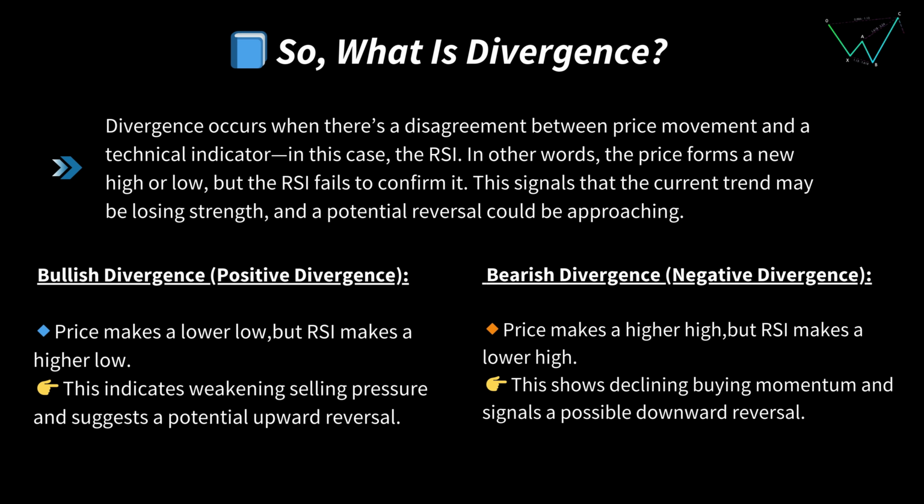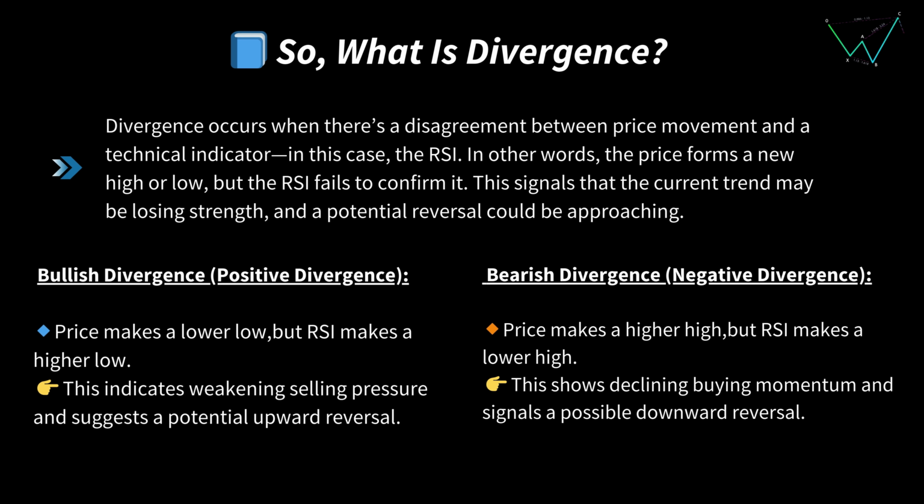So, what is divergence? Divergence occurs when there's a disagreement between price movement and a technical indicator, in this case, the RSI. In other words, the price forms a new high or low, but the RSI fails to confirm it. This signals that the current trend may be losing strength and a potential reversal could be approaching.